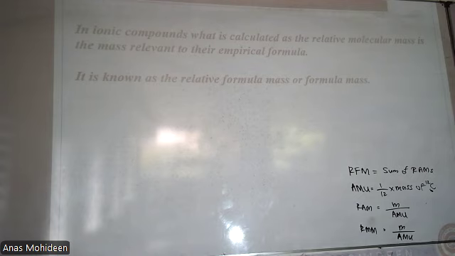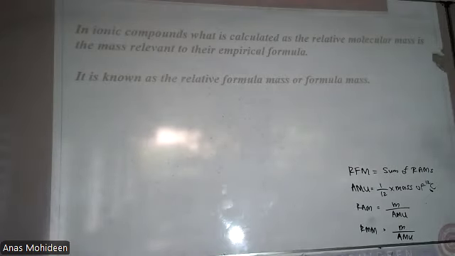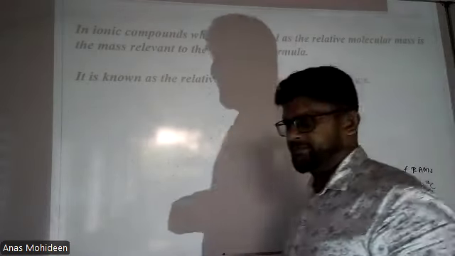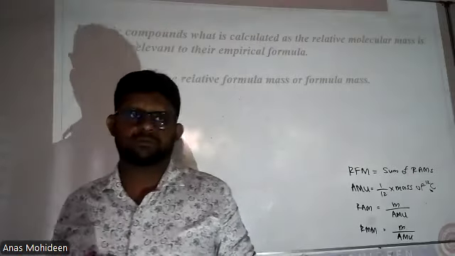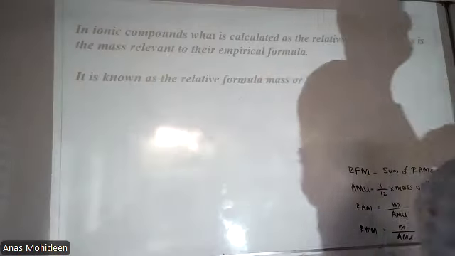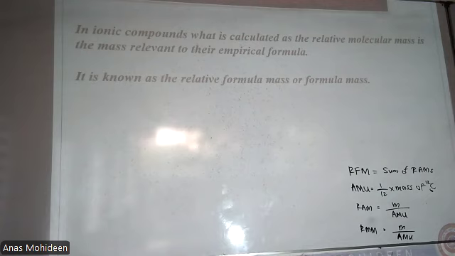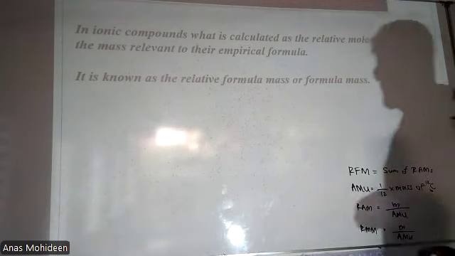In ionic compounds, what is calculated as the relative molecular mass is the mass relevant to their empirical formula. That is simplest formula. Empirical formula means simplest formula. It is known as the relative formula mass. Right? Example.